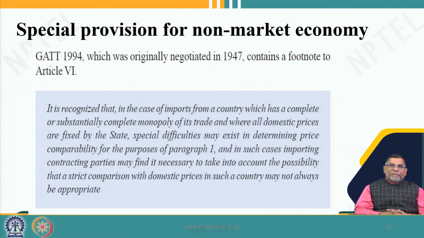Then there are special provisions for non-market economies. This was mainly talking about China. Still, China is considered to be a non-market economy because the largest producing companies are under the ownership of the state. So, the presumption is that whatever these companies produce, the prices are not according to their cost of production nor according to the market prices. These are artificially made prices. So, there is a special provision for non-market economies.